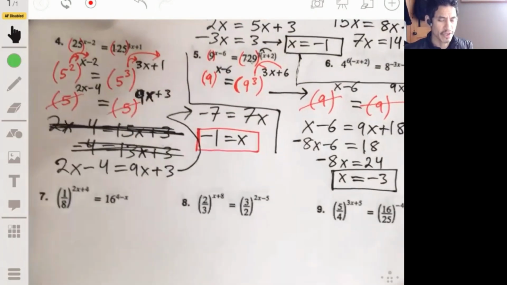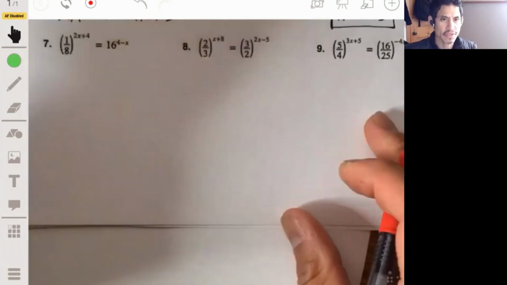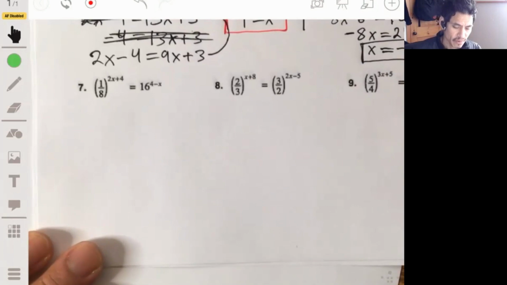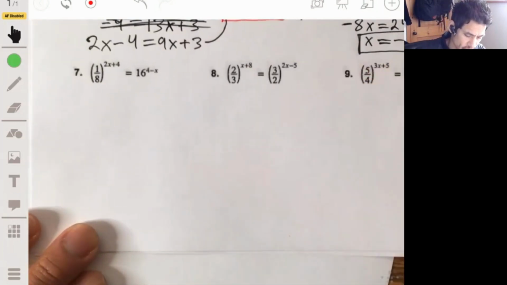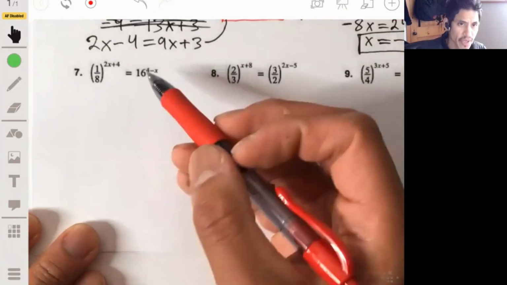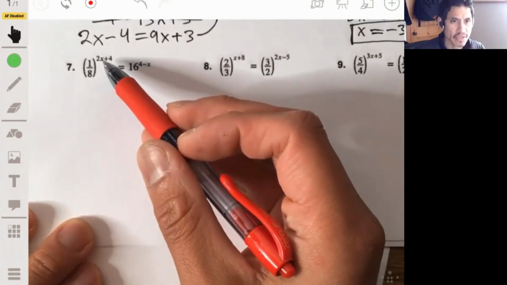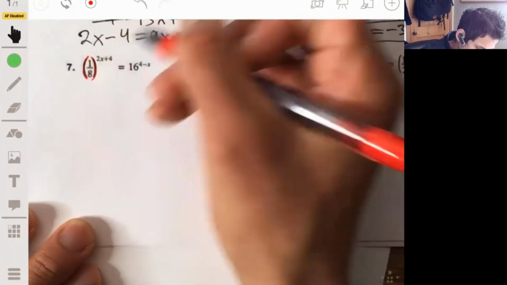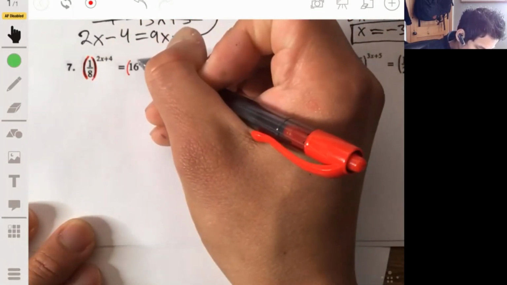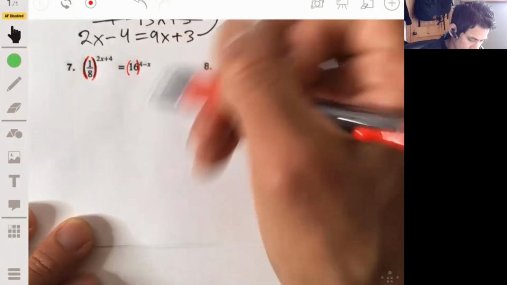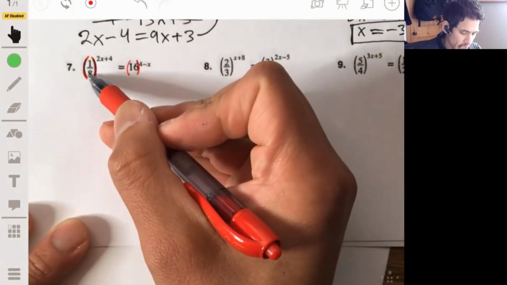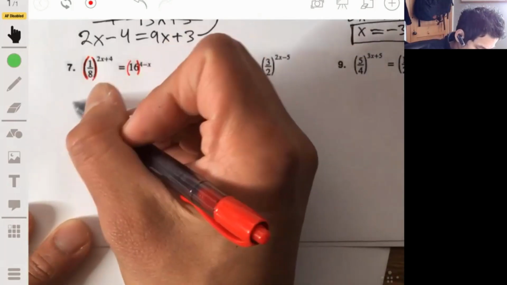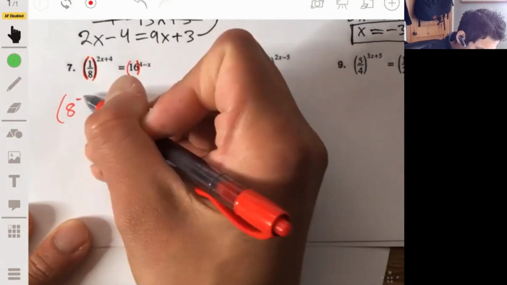All right, here we go. And the best ones you got: fractions. Okay, so number 7. We have 1/8 raised to the 2x plus 4. So the 1/8 is our base on the left, and the 16 is our base on the right. 1/8, you can rewrite as 8 to the negative 1.